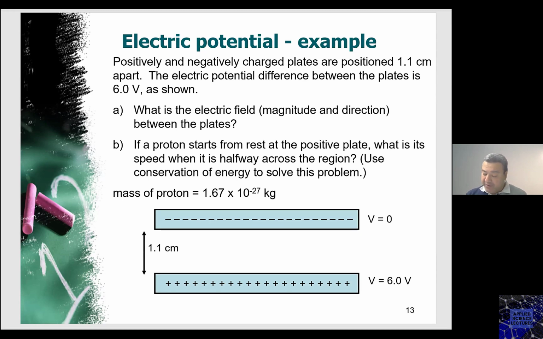Last example here for this lecture is we have two plates. One of them is positive, the other one is negative, with a potential difference of 6 volts between the negative and the positive, with a distance of 1.1 centimeter. The electric potential difference is 6 volt, as we saw here. What is the electric field between the plates?